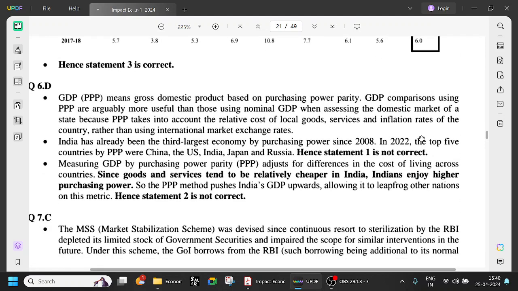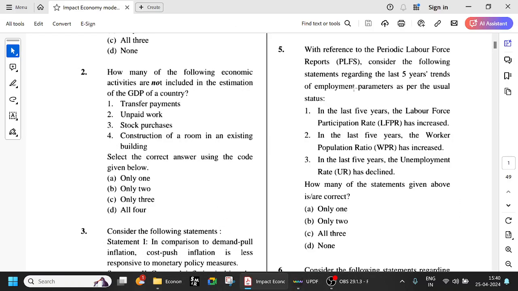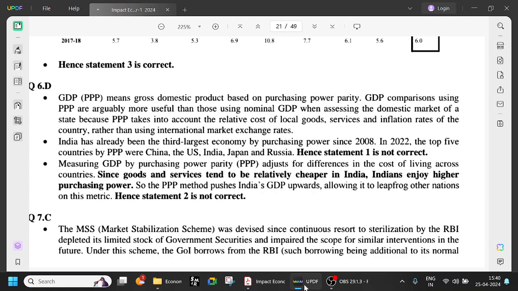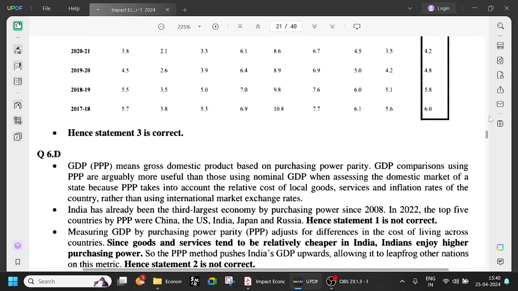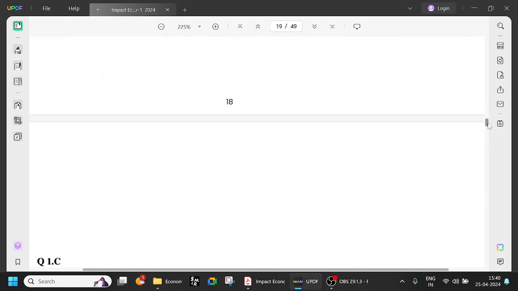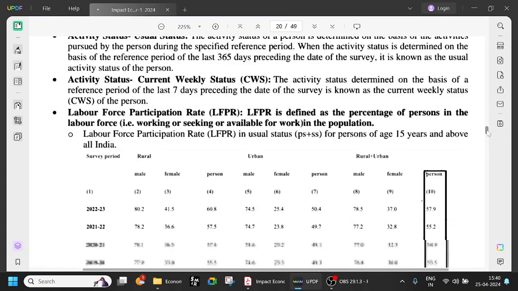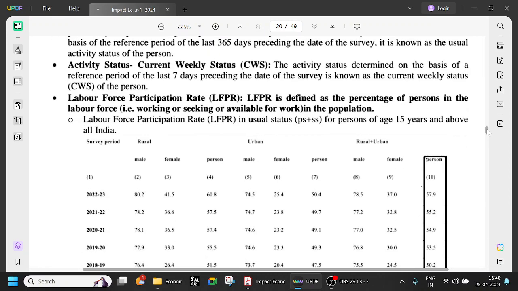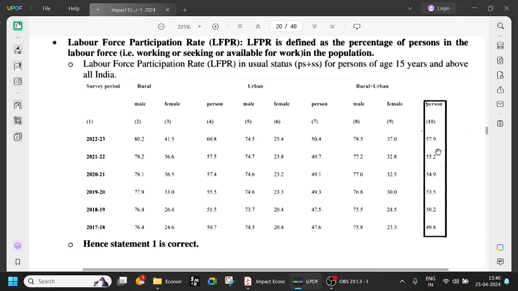Fine. So let us go back to the question. With regard to the periodic labor force survey, consider the following statements regarding the last 5 year trends of employment parameters as per the usual status. In the last 5 years, labor force participation rate has increased. Fine, we have seen, right? LFPR has increased. So how much has it increased? Here labor force participation rate has increased from 49 to 57. Try to keep that in mind.